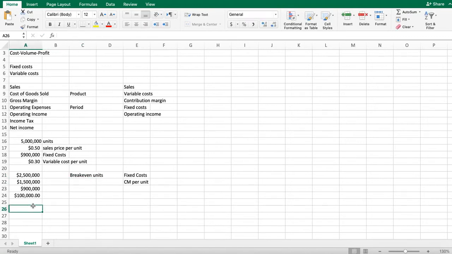So for this particular problem, it would be our fixed cost divided by our contribution margin, which is our sales price per unit minus our variable cost per unit.